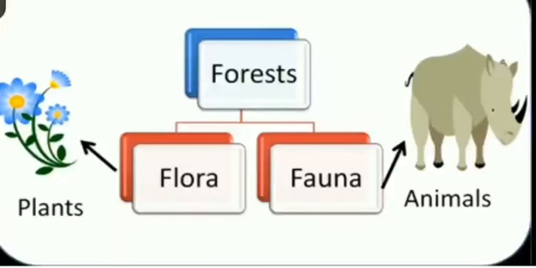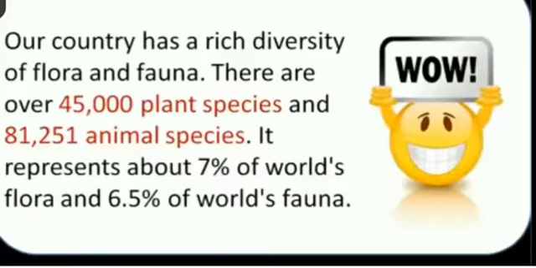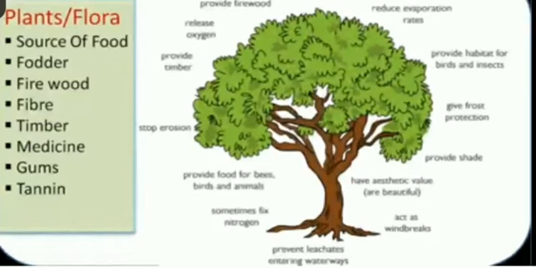Fauna refers to animals. So our country has a rich diversity of flora and fauna, that means plants and animals. Over 45,000 plant species and 81,251 animal species are found, which represent 7% and 6.5% of the world's flora and fauna.